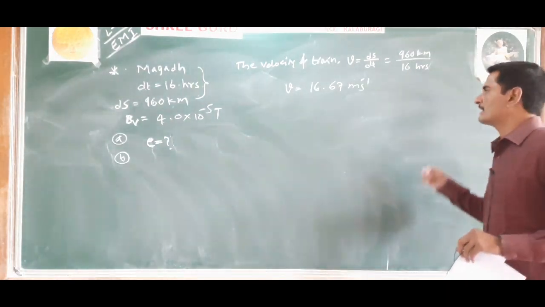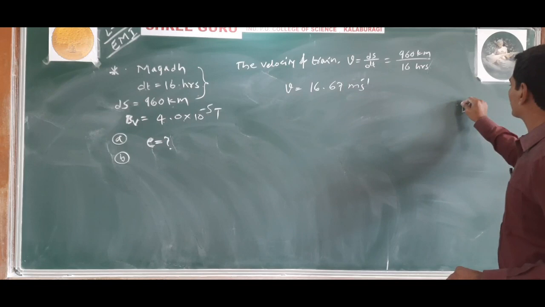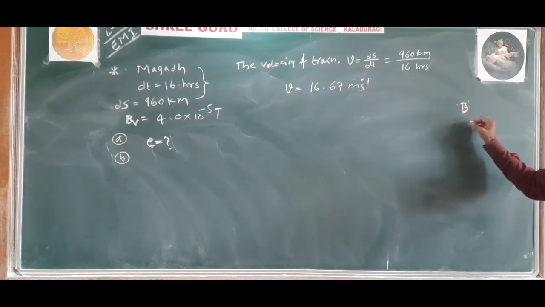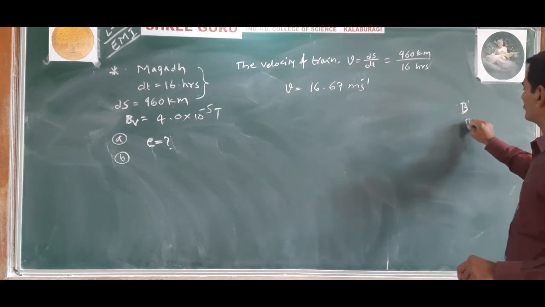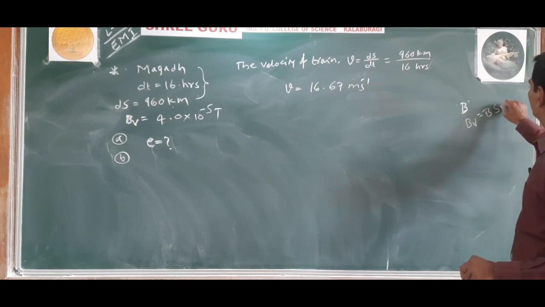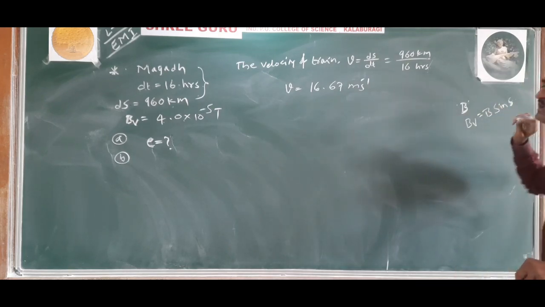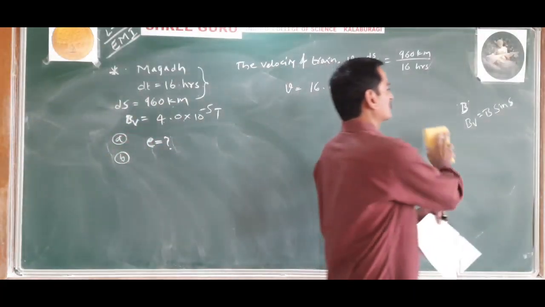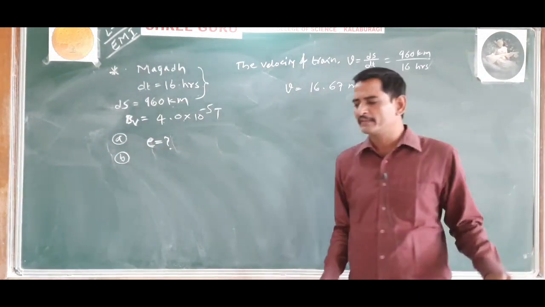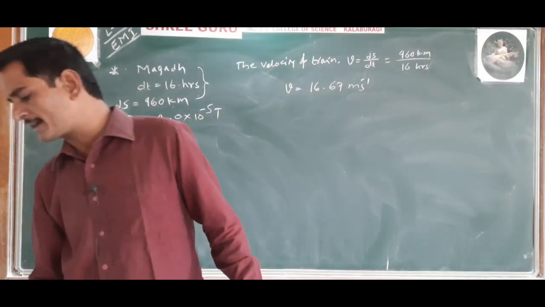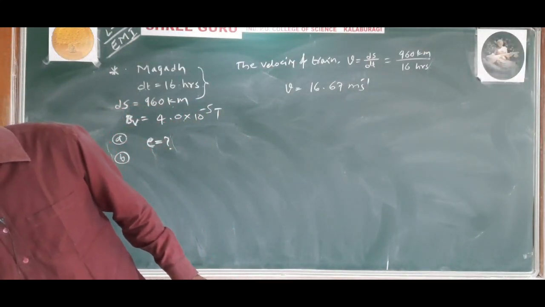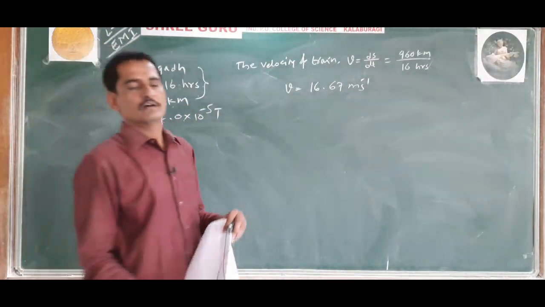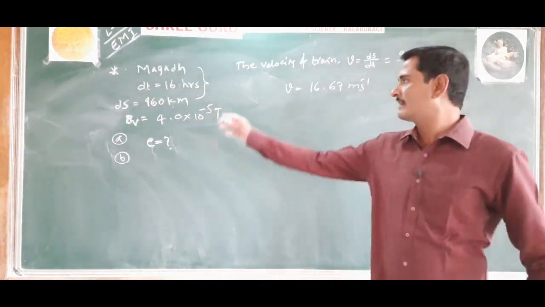If he has given the total magnetic field B of the earth, then we have to find BV. BV is equal to B sine delta, where delta is the angle of dip. That's all the things we have studied in the previous chapters. That is the vertical component of the magnetic field. Due to the vertical component only, the induced EMF is produced in the train.